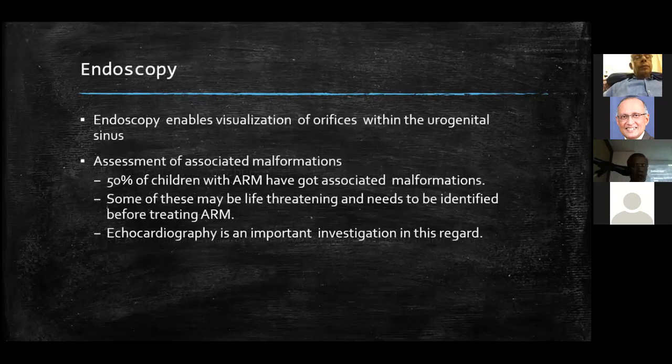Endoscopy, you can do in specific cases to look for the openings into the cloaca. And assessment of associated anomalies is important because, as I told you, 50% of children with anorectal malformation will have associated anomalies. Some of these may be life-threatening, more important than the anorectal malformation. Suppose cyanotic heart disease, almost incompatible with life, or aortic malformation; if you take up surgery, you land in a problem. So you need a cardiologist's or cardiothoracic surgeon's opinion, a collective decision and management. Echocardiography is an important investigation in this regard.